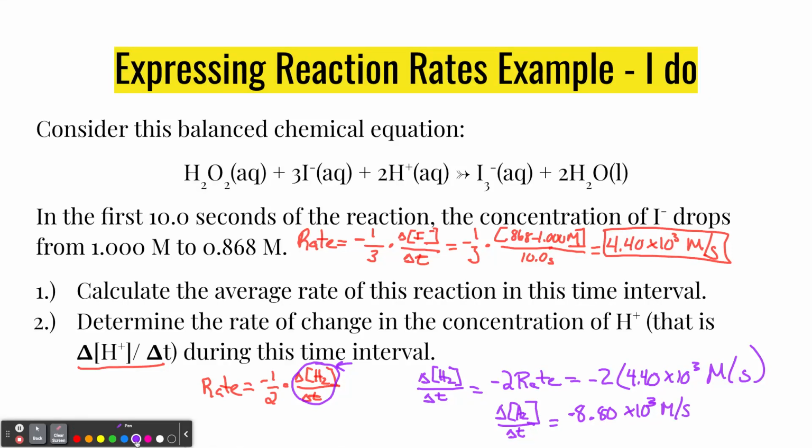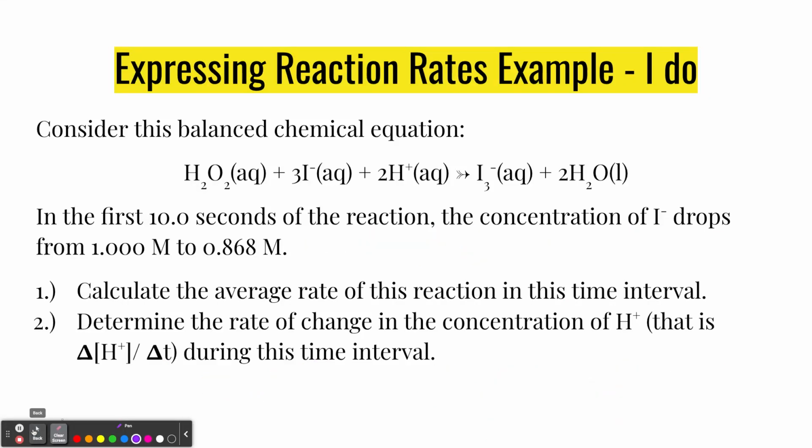Now, why am I allowed to have a negative number here, folks? Well, remember, the reactant is being used up here. So that's why we get that negative 8.80 times 10 to the third molar per second. That's the rate at which the hydrogen is being used up. All right, and with that being said, guys, that's this example problem. Okay, so let's move on to the next one.